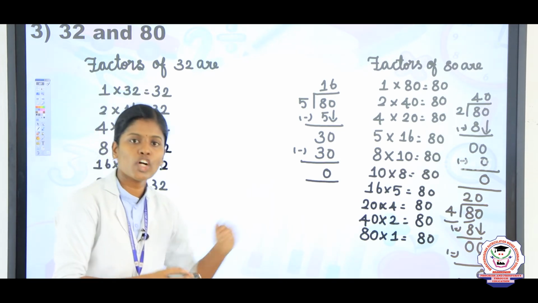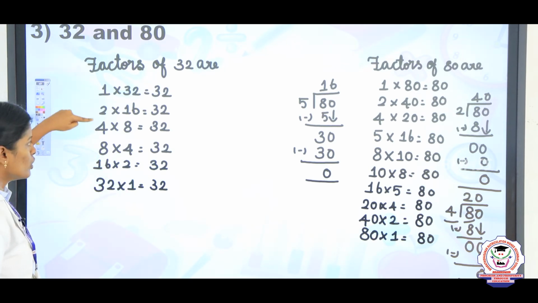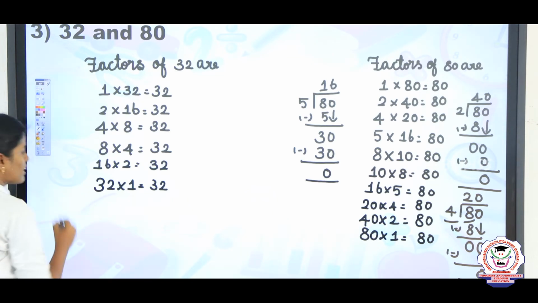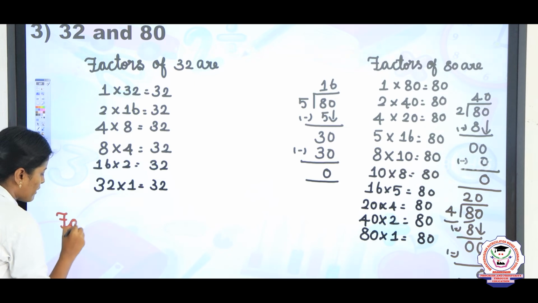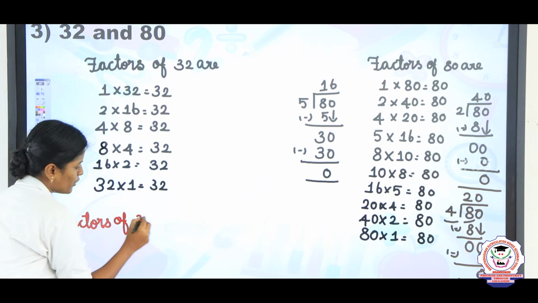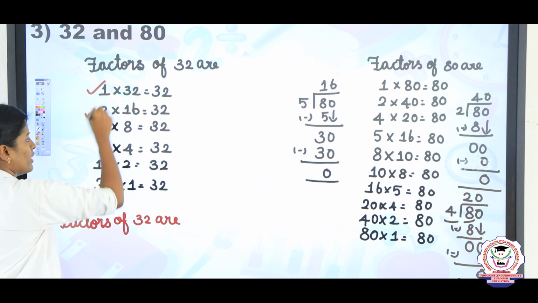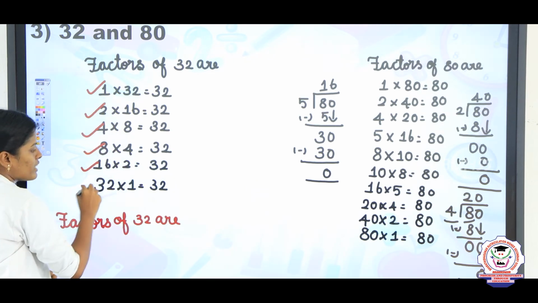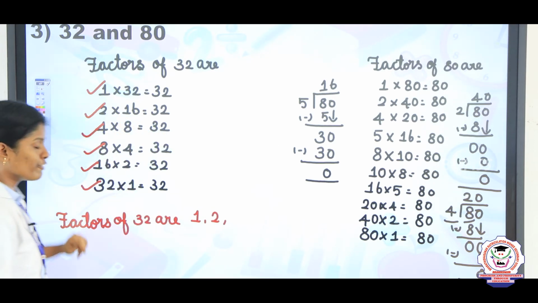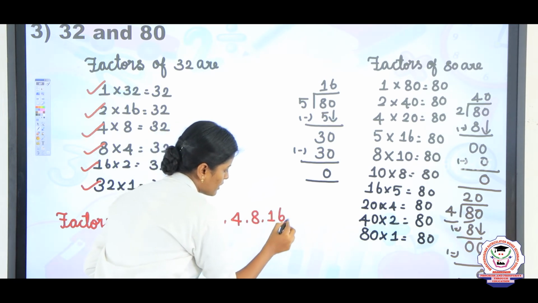Then we are going to find the common factors. So, what are the factors of 32? Here we have 1, 2, 4, 8, 16 and 32. Write the factors of 32. The factors of 32 are 1, 2, 4, 8, 16, 32. So, write 1, 2, the next one is 4, 8, 16 and then 32.